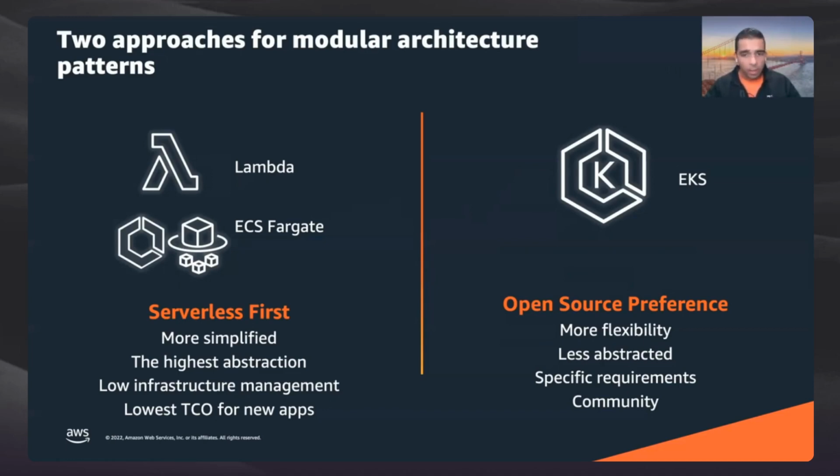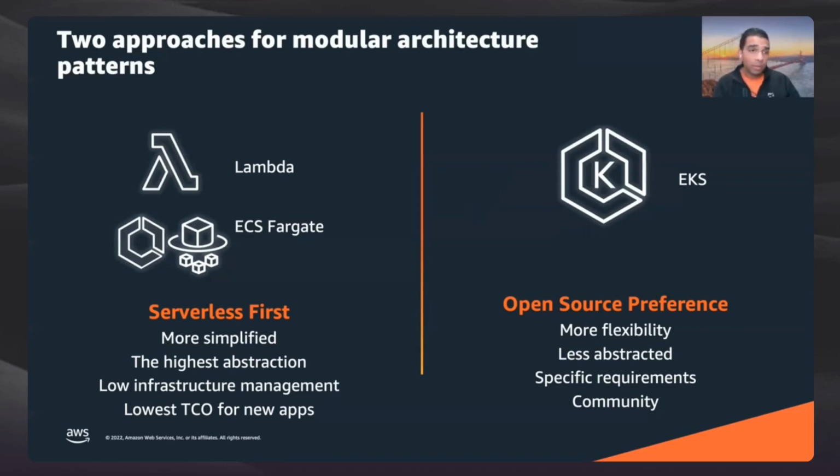Now that's fine. While we give advice and we highly recommend customers start and approach the container journey with a serverless first approach, either with ECS Fargate for container-based applications or with Lambda by re-architecting to an event-driven serverless architecture, we do understand that some customers have this open source first mindset and they want to standardize on Kubernetes. And for those customers, we have the best-in-class Kubernetes service in Amazon EKS.